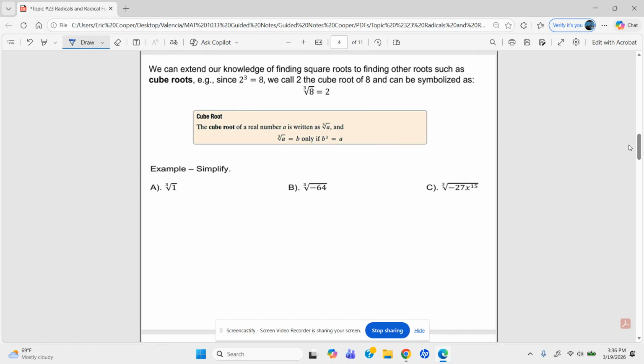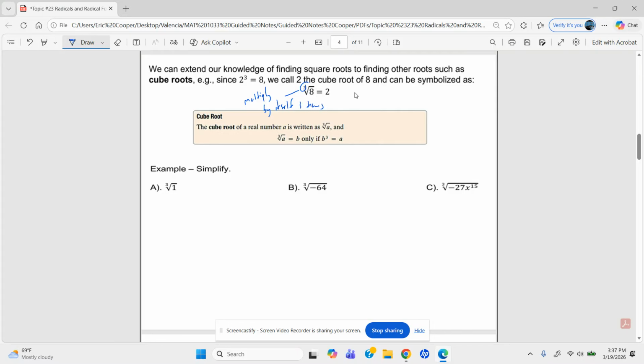We can extend our knowledge of finding square roots to find other roots, such as cube roots. In a square root, when we take the square root of a number, we're looking for a number that multiplies by itself. For a cube root, we're doing the same thing, except it has to multiply by itself 3 times.